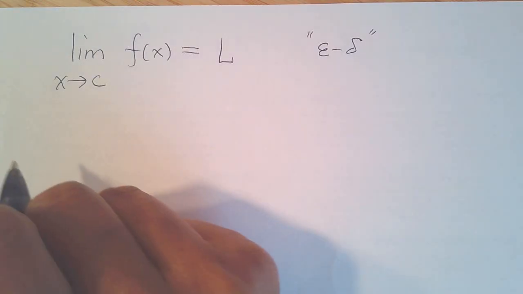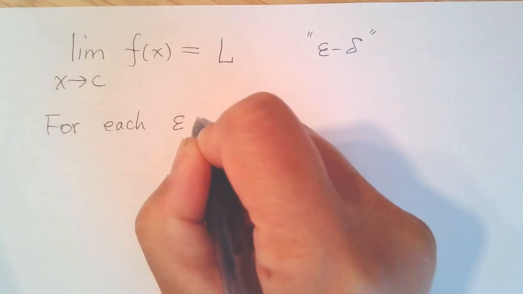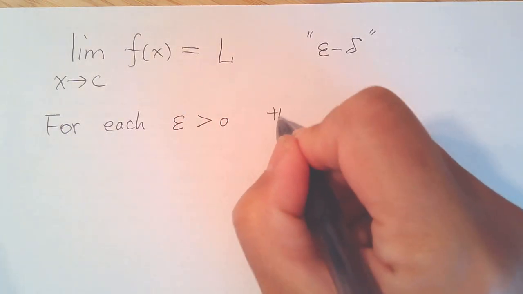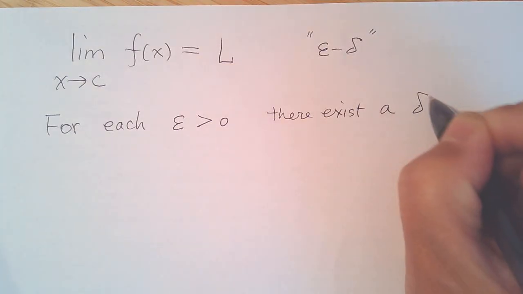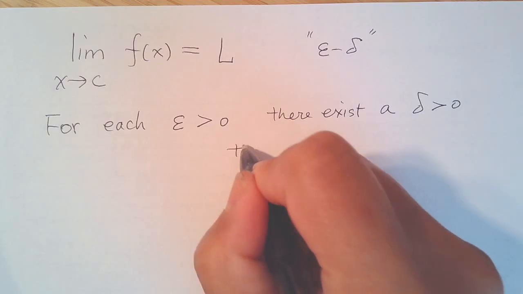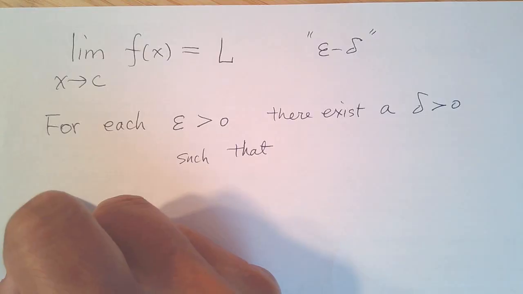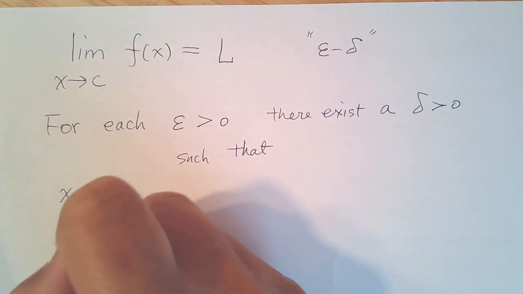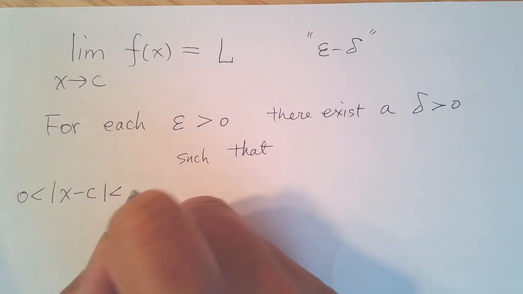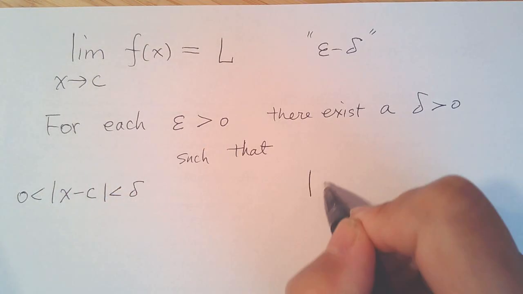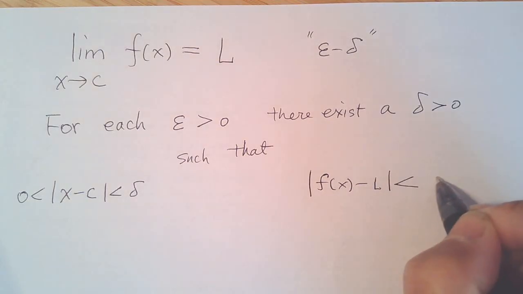Okay, so that means for each epsilon greater than 0, there exists a positive delta such that when the absolute value of x minus c is between 0 and delta, then the absolute value of f of x minus L is less than epsilon.